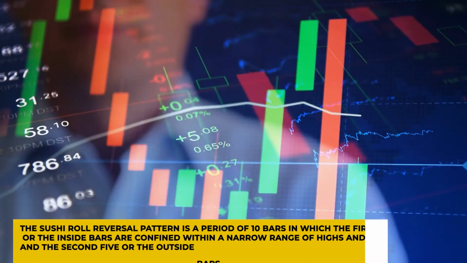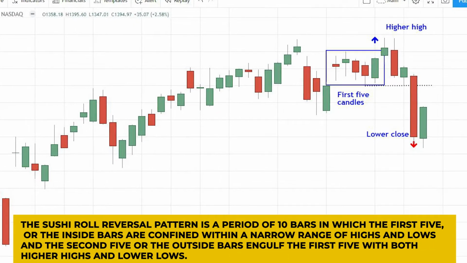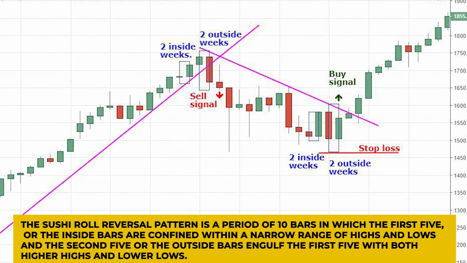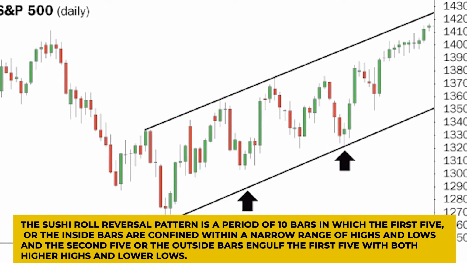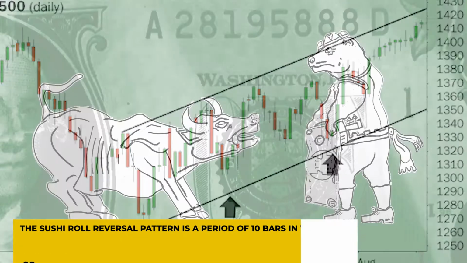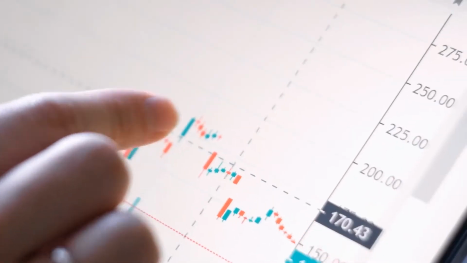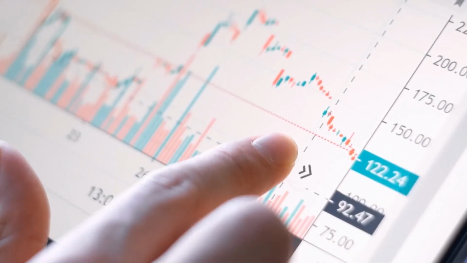The Sushi roll reversal pattern is a period of 10 bars in which the first 5, or the inside bars, are confined within a narrow range of highs and lows, and the second 5, or the outside bars, engulf the first 5 with both higher highs and lower lows. The pattern is similar to a bearish or bullish engulfing pattern, except that instead of a pattern of 2 single candles, it is composed of multiple candles.